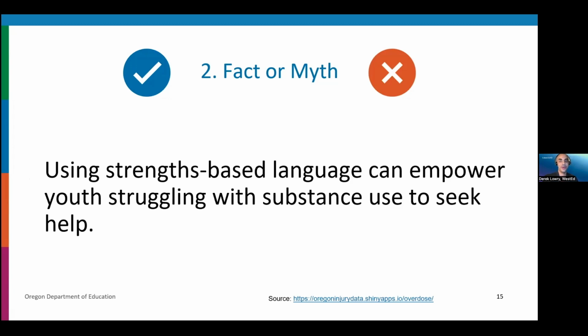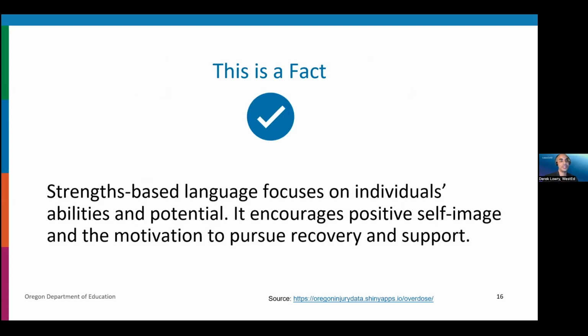Okay, let's end the poll. 97% think that this is a fact, and you are all correct. Strengths-based language focuses on individuals' abilities and potentials. It encourages positive self-image and the motivation to pursue recovery and support and to be open with peers, adults, and teachers.